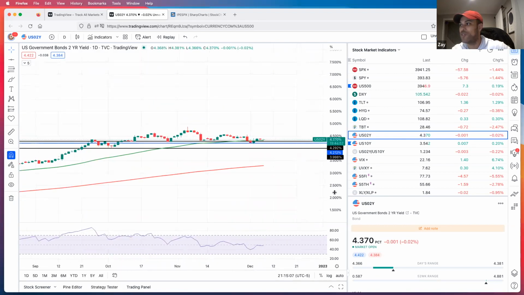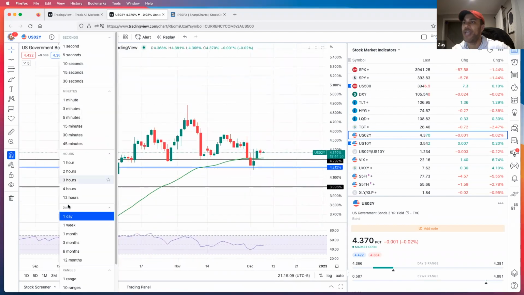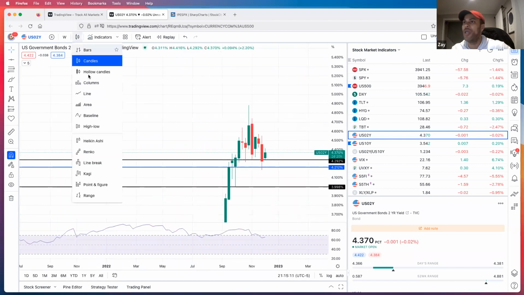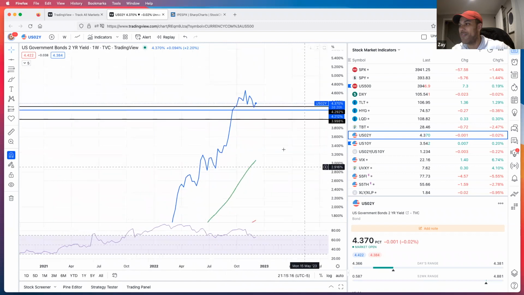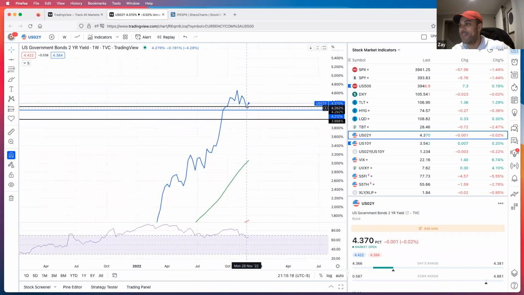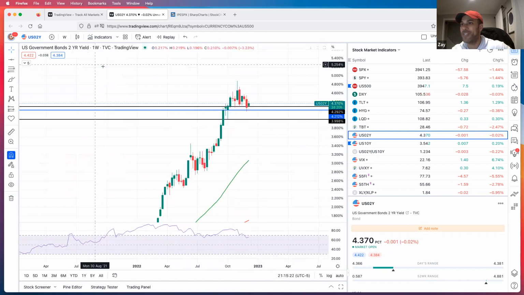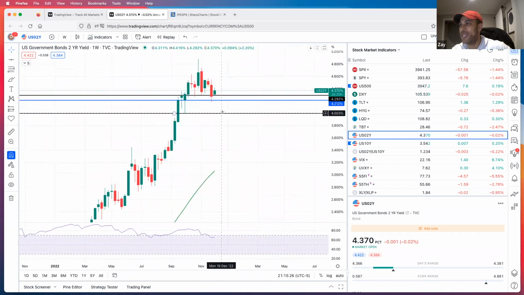So let's break it down to a daily. Actually, I'm going to go to a weekly first. Looking at the weekly, remember how I talked about how this one's going to give us a fight? I was like, this one's going to be pretty tough. I don't know if we're going to be able to get very far because of all the support that's built up, right? And I knew the 2-year was going to be kind of stubborn.